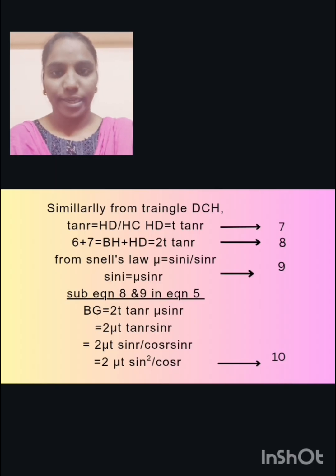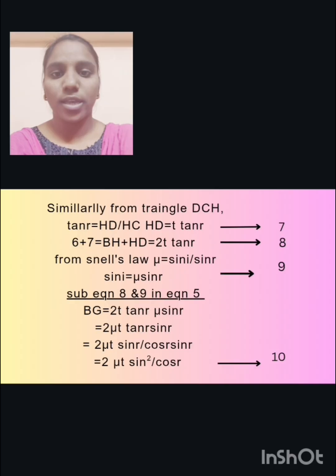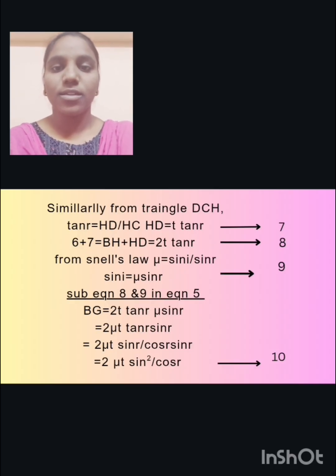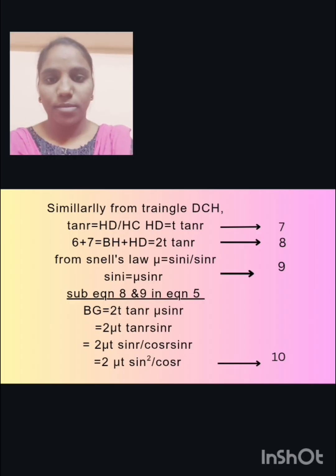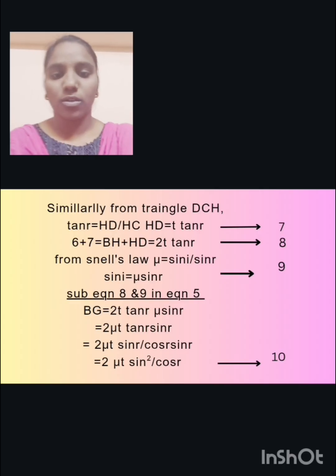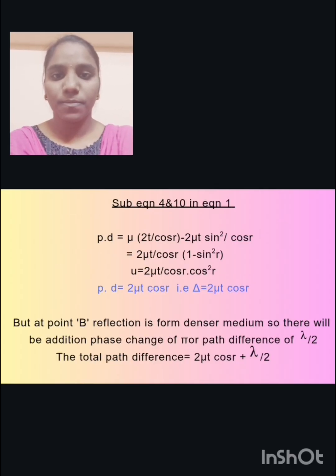That is equation 8. From Snell's law, we know that mu is equal to sin i by sin r, so sin i is equal to mu sin r. That is equation 9. Substitute equations 8 and 9 in equation 5. That is BG is equal to 2t tan r into mu sin r, that is 2 mu t tan r sin r. We write tan r as sin r by cos r, that into sin r, so BG is 2 mu t sin square r divided by cos r. That is equation 10.